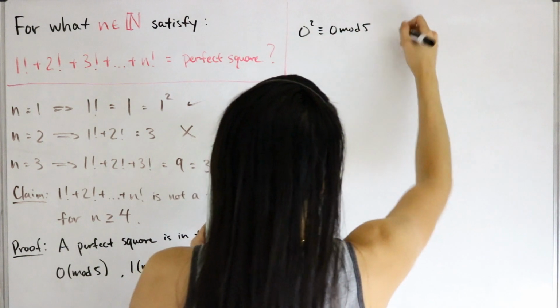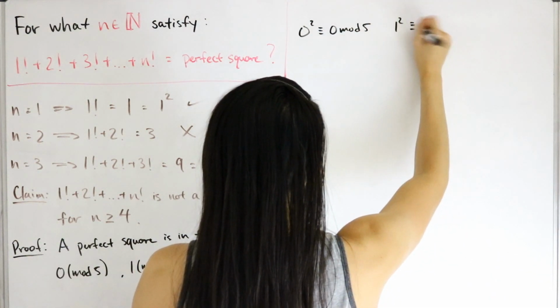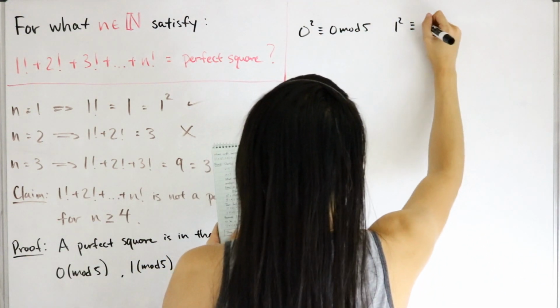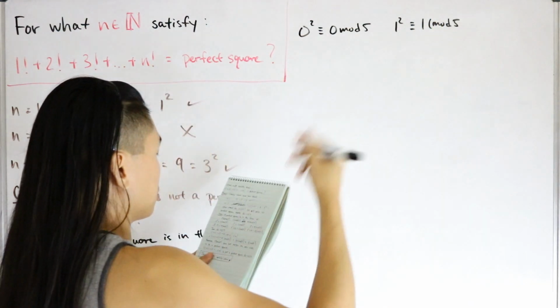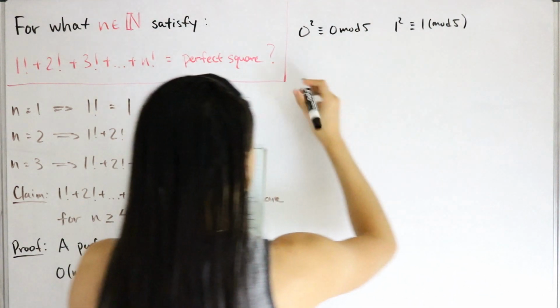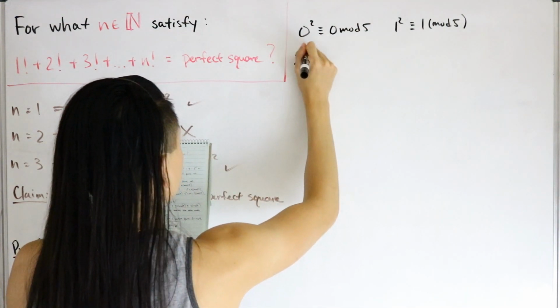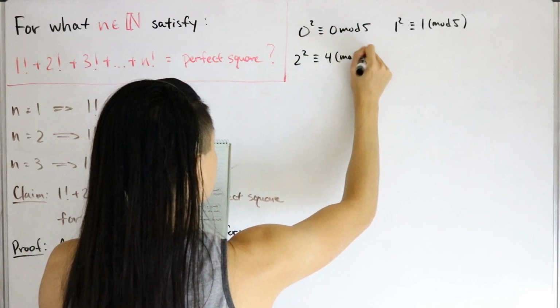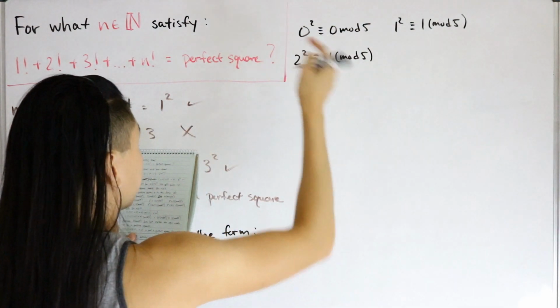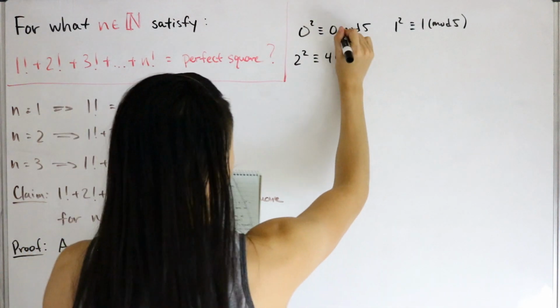So that's fine. Okay, so 1 squared is going to be 1, of course. That's congruent to 1 mod 5, since if you divide 5 into this, you still get a remainder of 1. So why don't we try now 2 squared? 2 squared is congruent to 4 mod 5, since that's 4, and if you divide 5 into that, you still get the remainder of 4.